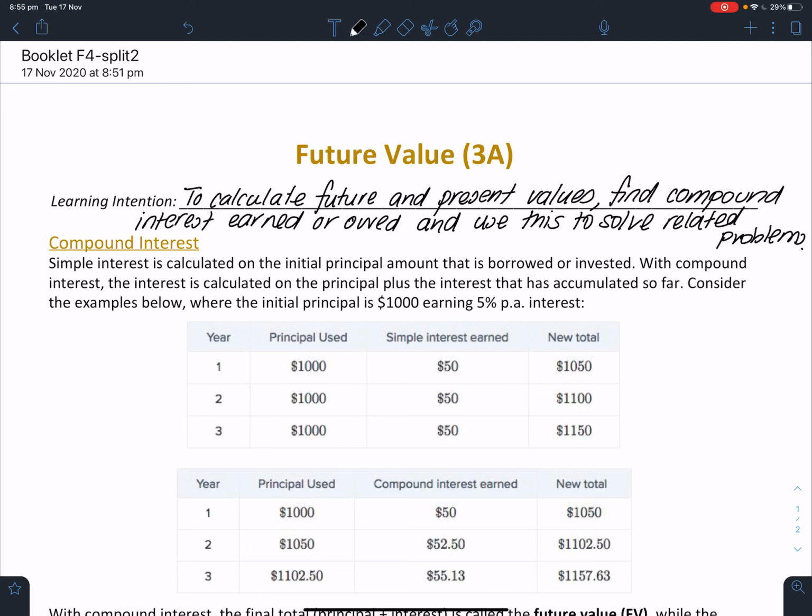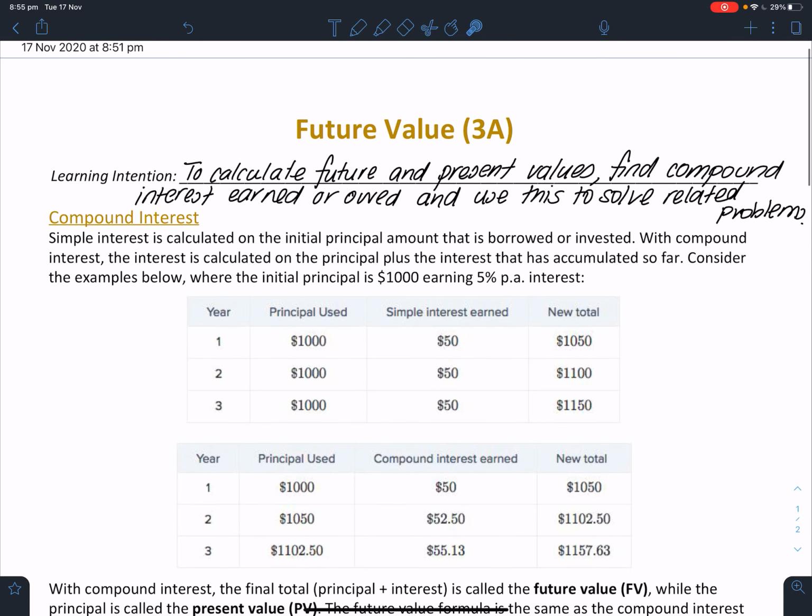Exercise 3A, future value from the HSC topic investments and loans. So the learning intention for this lesson is to calculate future and present values, to find compound interest earned or owed, and use this to solve related problems.